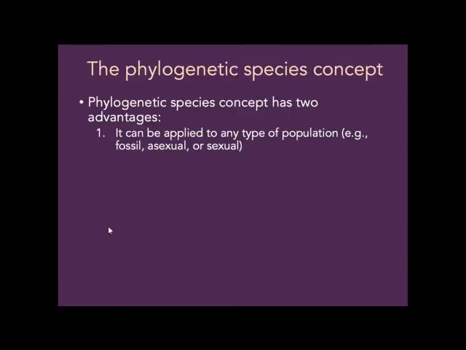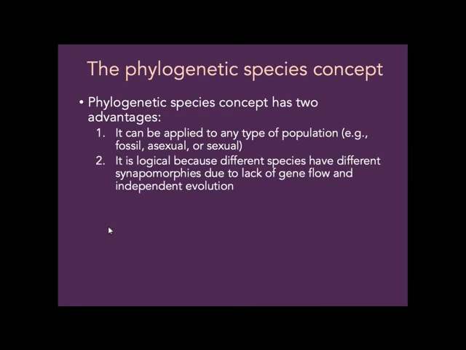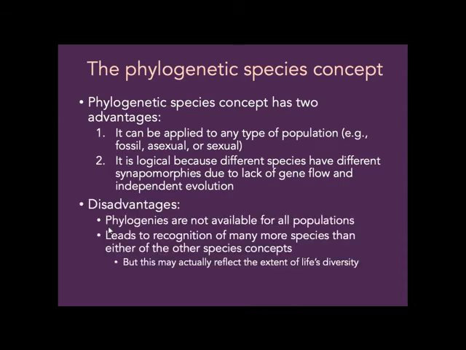Okay, so the phylogenetic species concept has 2 advantages. One, it can apply to any kind of population, fossil, asexual, or sexual. Two, it's very logical because you would expect that two different species have different synapomorphies. And the synapomorphies arose because when the populations split from each other, they didn't have gene flow and they evolved independently, right? And part of that independent evolution is accumulating these synapomorphies. All right, disadvantages. Well, one disadvantage, which is becoming less and less relevant now, is that we didn't used to have phylogenies for all populations.